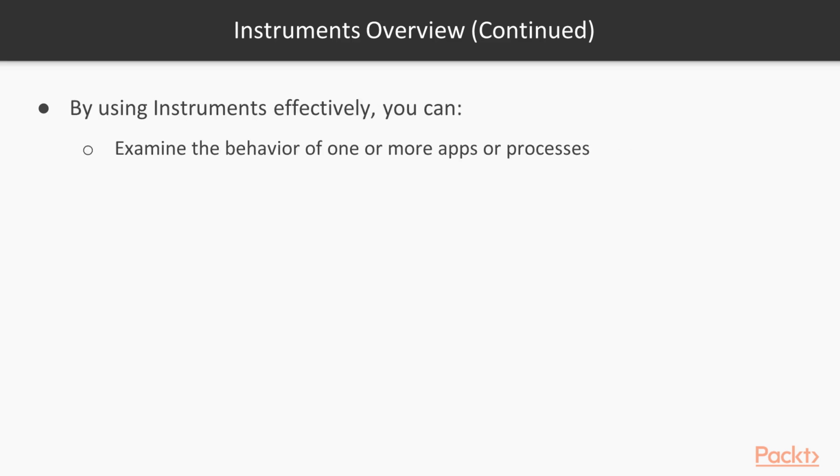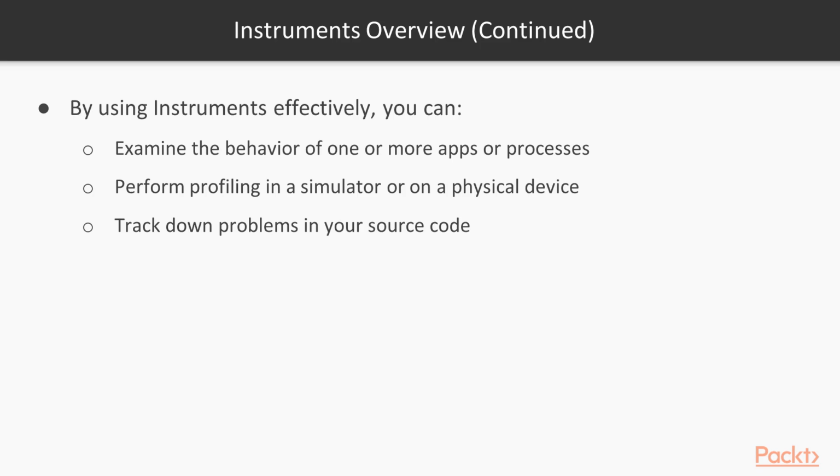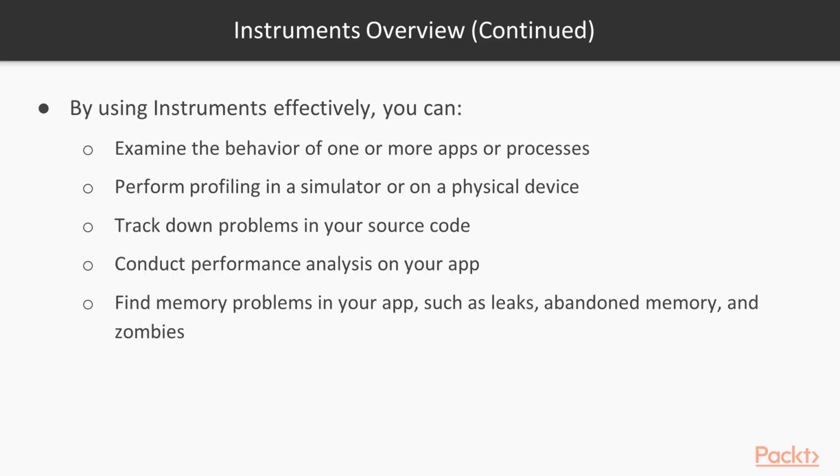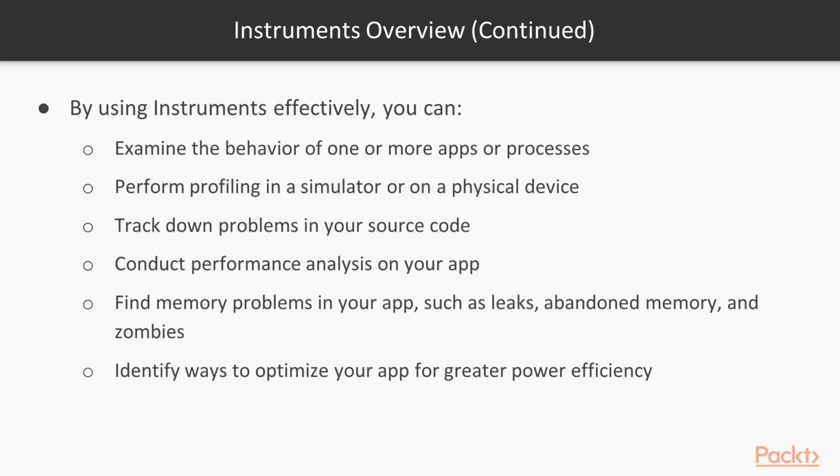By using instruments effectively, you can examine the behavior of one or more apps or processes. You can perform profiling in a simulator or on a physical device. You can track down problems in your source code. You can conduct performance analysis on your app. You can find memory problems in your app, such as leaks, abandoned memory, and zombies. And finally, you can identify ways to optimize your app for greater power efficiency. These are some of the things that you can do by using Xcode Instruments.